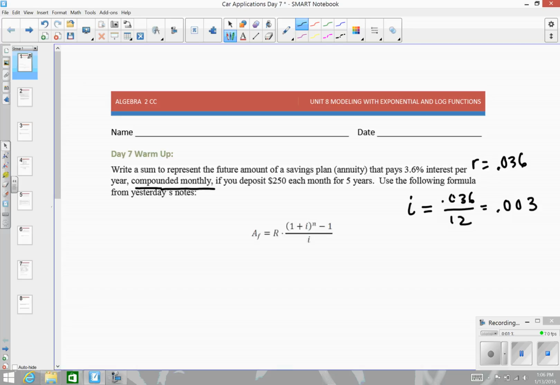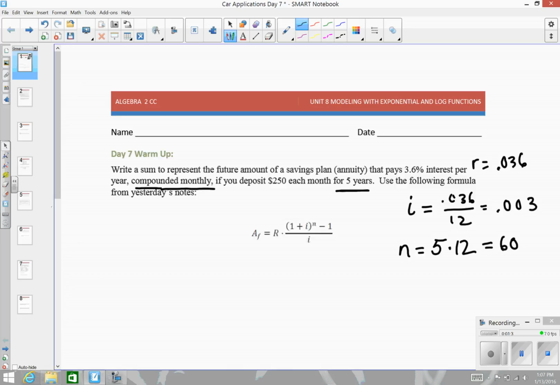In this case, we are going to put money into the account every month for 5 years. Every month I'm getting interest, so the number of times that I'm getting interest, which is N, is going to be 5 years times 12 months every year for a total of 60 periods.